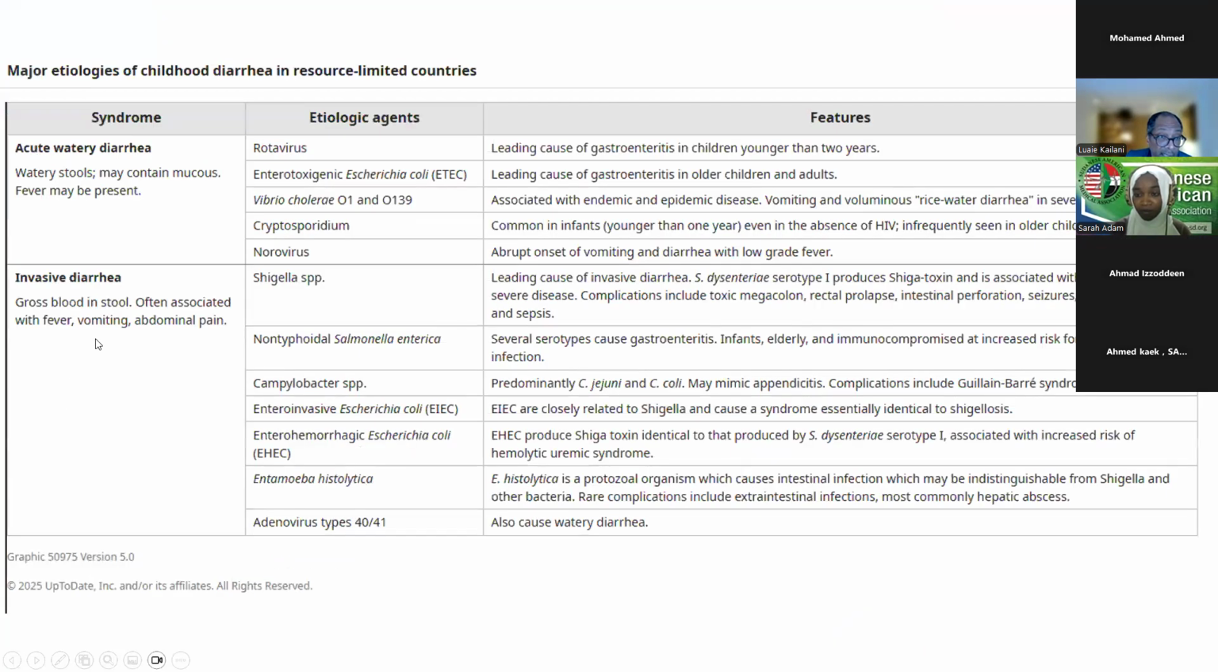And similarly in children, acute watery diarrhea can be caused by enterotoxigenic E. coli, but rotavirus is probably the most common, and Vibrio cholerae, and then Cryptosporidium in different categories, especially HIV, and then norovirus. And then the invasive, which is bloody, Shigella and the others.